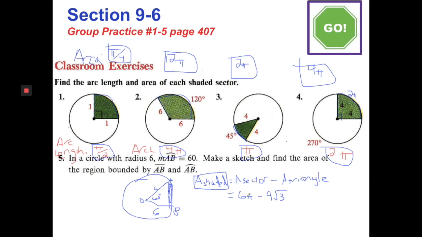Okay, so let's double check I got the area of the sector correct. Well, this whole circle's area would be pi r squared, so pi times 6 squared is 36 pi, and 60 degrees is 1/6 of 360, right? 60 over 360 would simplify to 1/6. So you're going to take the 36 pi for the area and multiply by 1/6, you would get 6 pi as the area of the sector. I'm going to think that's probably right.